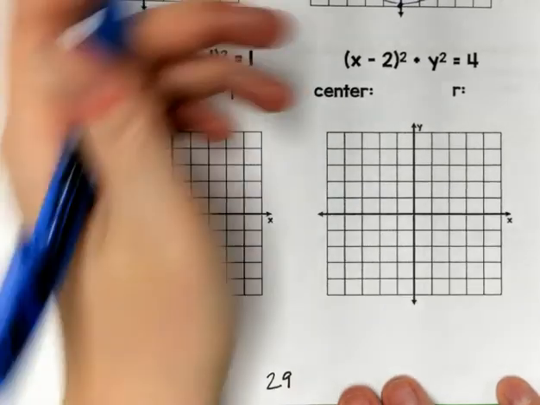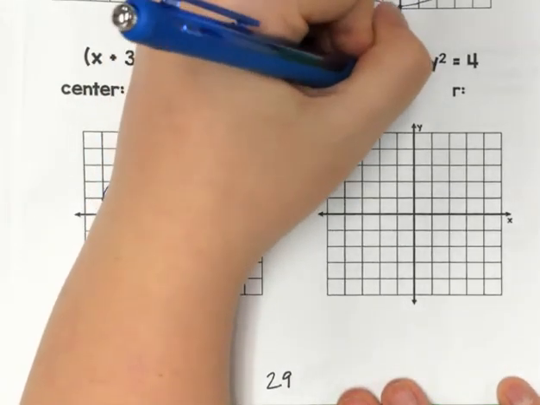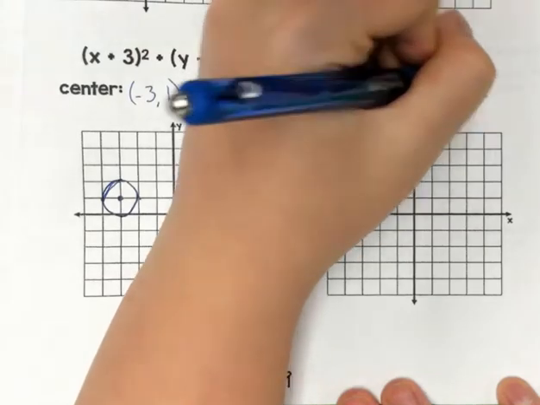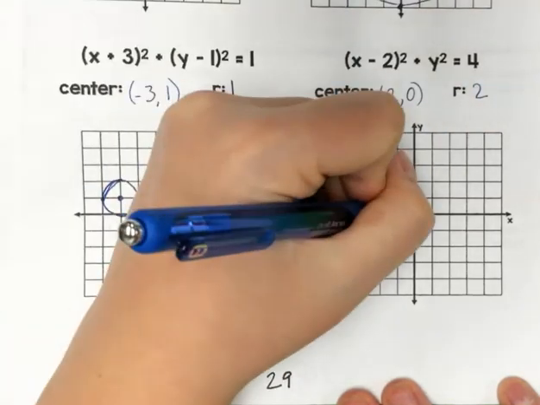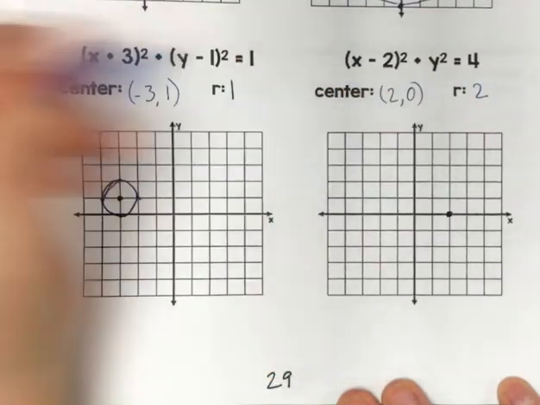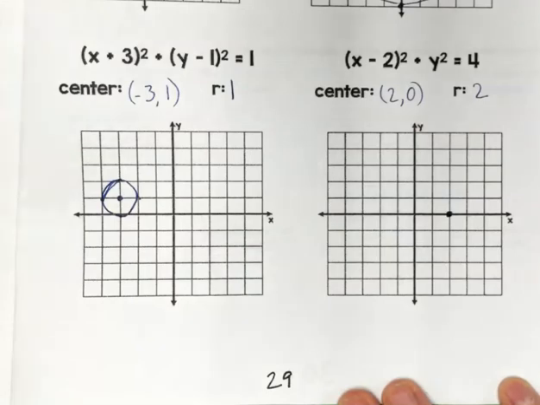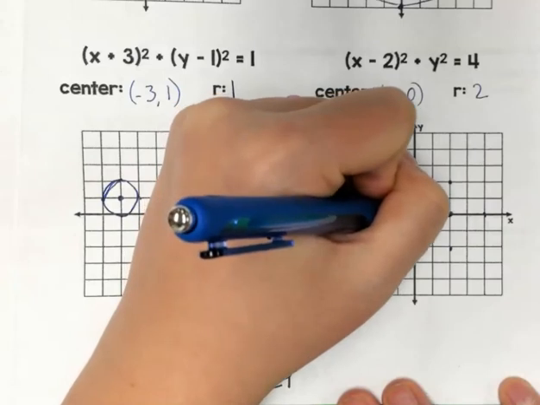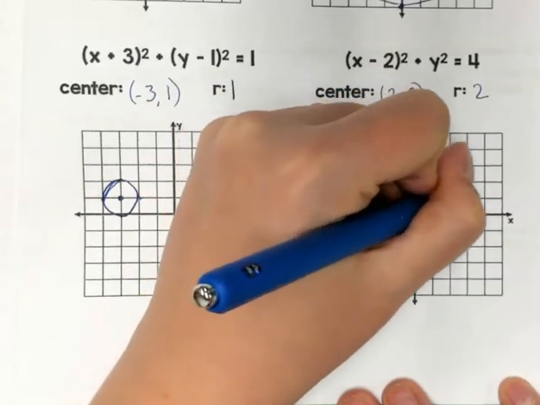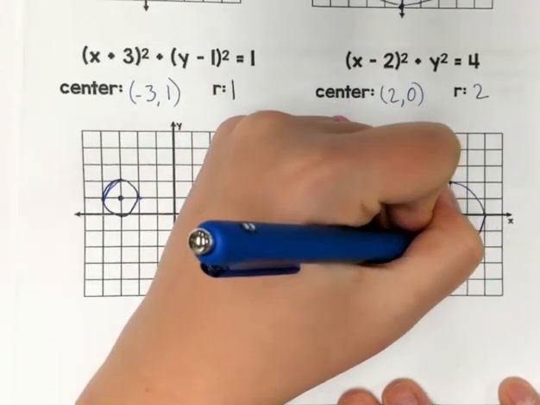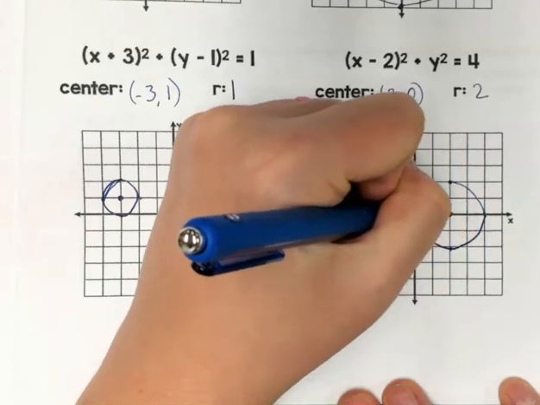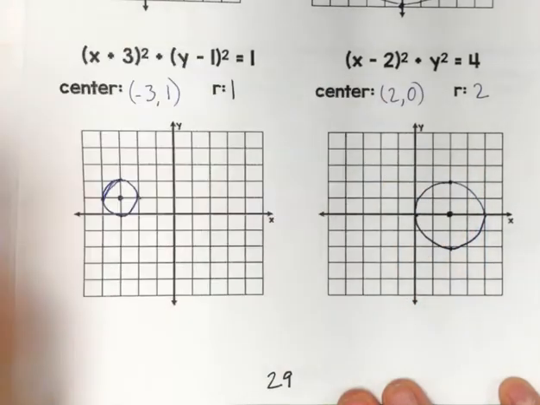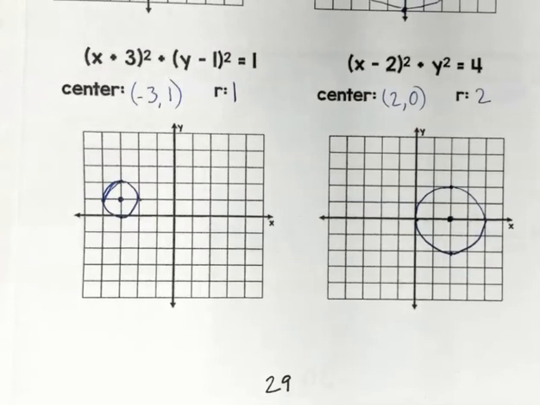There's that circle. And then my center is going to be 2, 0. My radius will be 2. So over 2. And then up 2, over 2, down 2, to the left 2. And fabulous. All right, those are the notes for today.